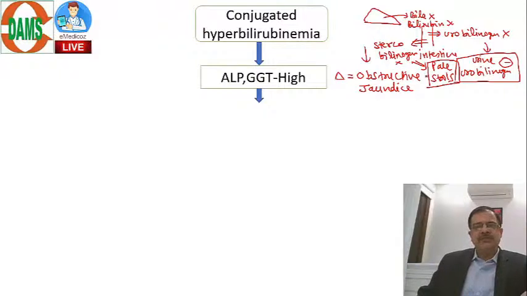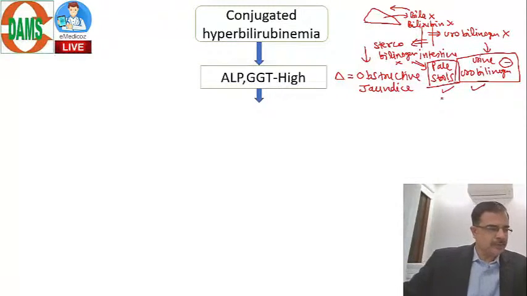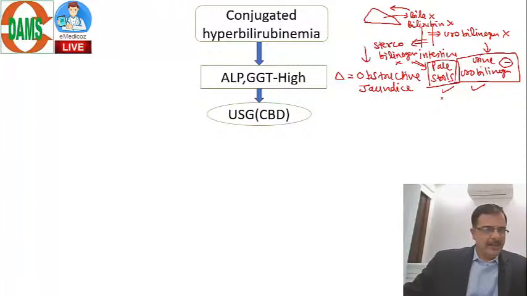As well as the word pruritus will be given. So pruritus also goes in favor of obstructive jaundice, because bile then goes to the skin areas and causes itching or pruritus. So this is how to make clinically a case of obstructive jaundice. Ultrasound will be the next step whenever you are suspecting it.